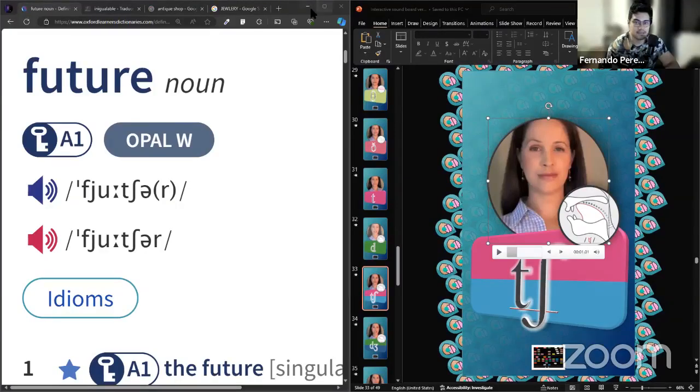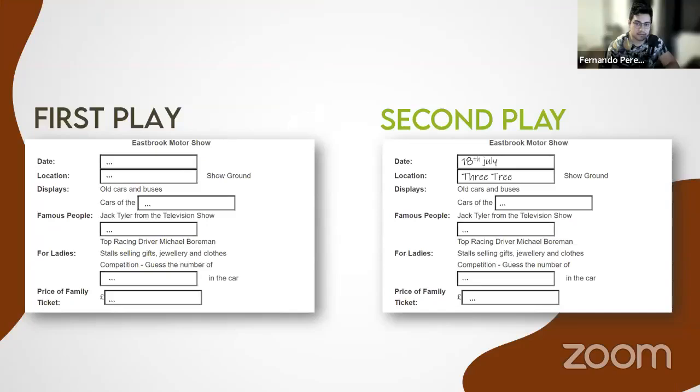There'll be a display of old cars and buses from as early as the 1920s, all in beautiful condition. There will also be a display of cars of the future, cars powered by electric Did you hear that?